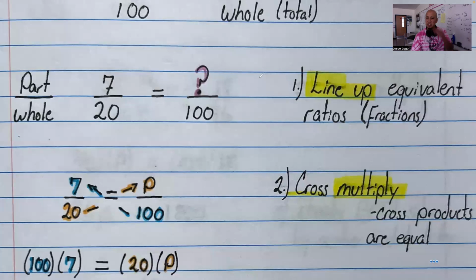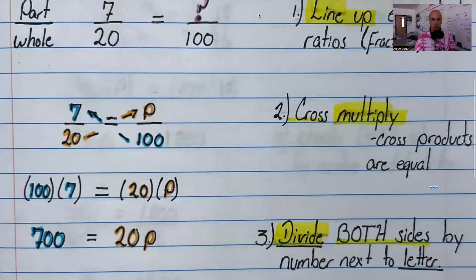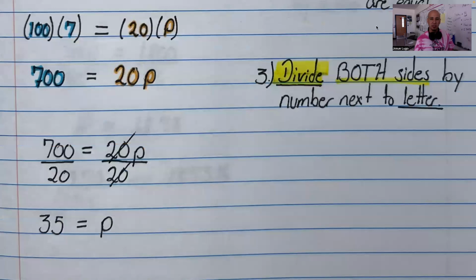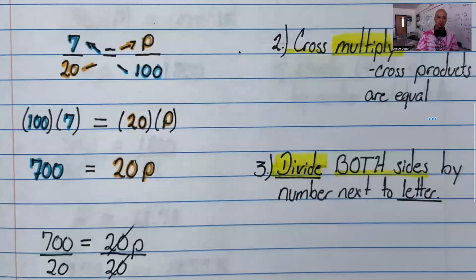Okay, so in the interest of that, let me just quickly recap what we just did. So number 1, we set it up. Okay, that's going to be true no matter what. You're always going to line up the part over the whole is equivalent to some number over 100, because we're looking for the percent. Number 2, ladies and gentlemen, we cross multiplied. Okay, so we did 7 times 100, which gave us 700, so that goes on that side, and 20 times P, which gives us 20P, so that goes on that side. All right, and then once I cross multiplied, my final step is always to divide. So we're always going to divide by the number next to the letter, so we're going to divide by 20. All right, so 700 divided by 20, and that gave me my answer. So not too bad. Set it up, cross multiply, divide.